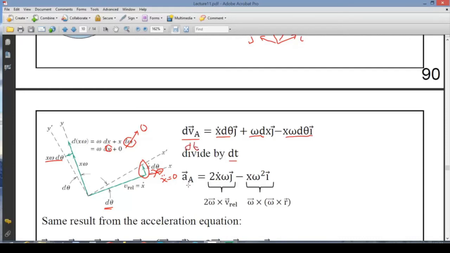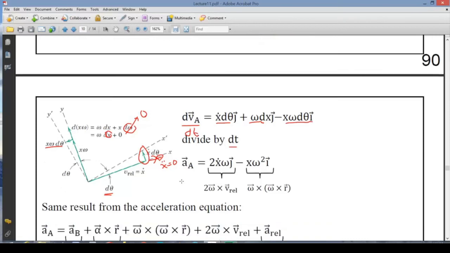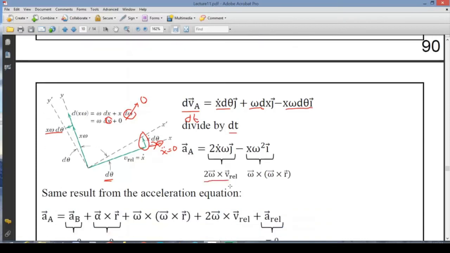and the resultant is the acceleration of A is x dot omega, we will have d theta over dt here, plus omega dx over dt is x dot, so we're going to have 2 times x dot omega, minus d theta over dt will be omega. Omega times omega is omega squared. We have x omega squared in the I direction with a negative sign. And these are the results of 2 omega cross product V relative plus this term, which is the centripetal acceleration, if you remember. And we call this part the Coriolis acceleration.